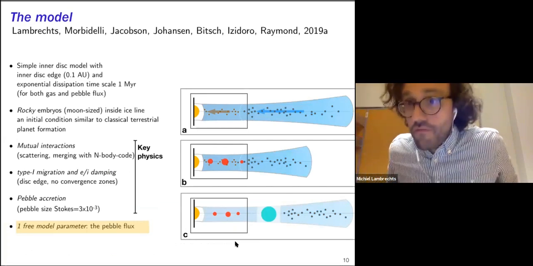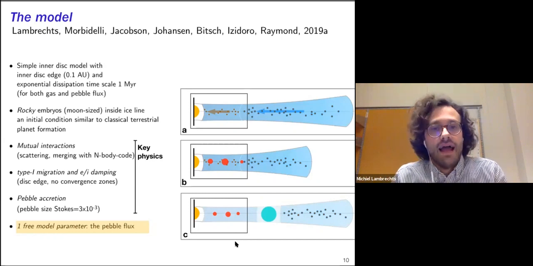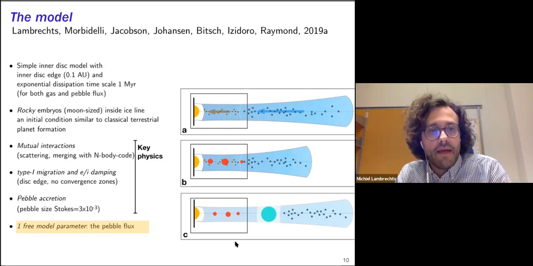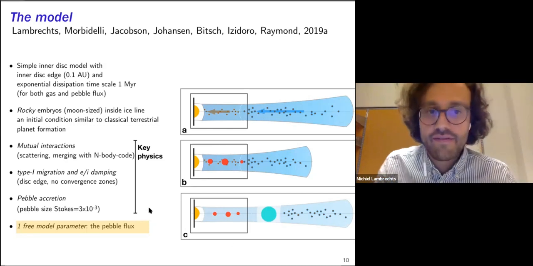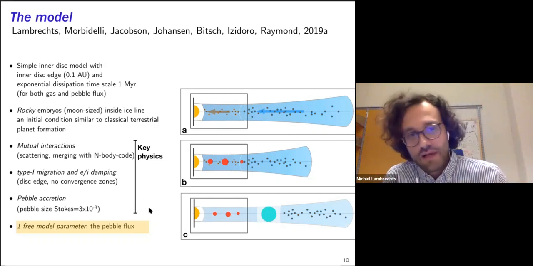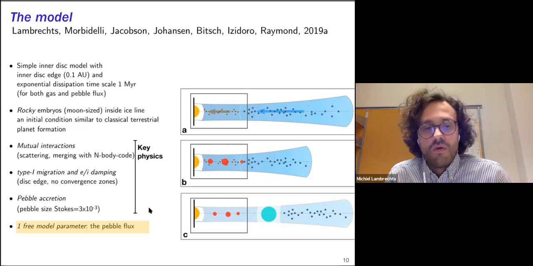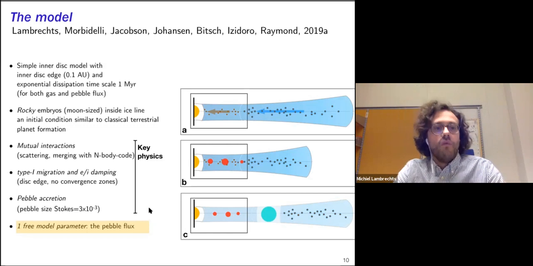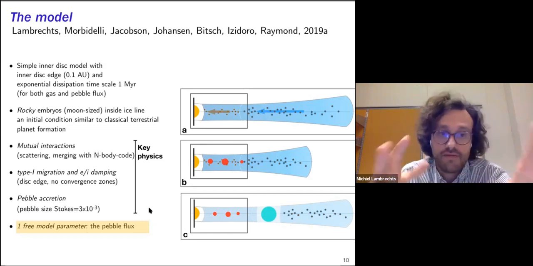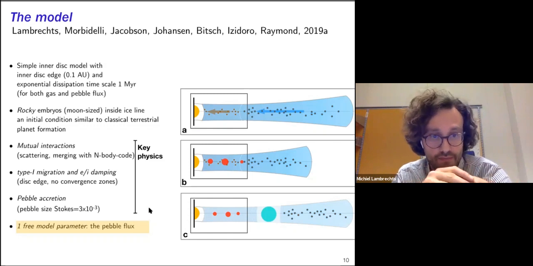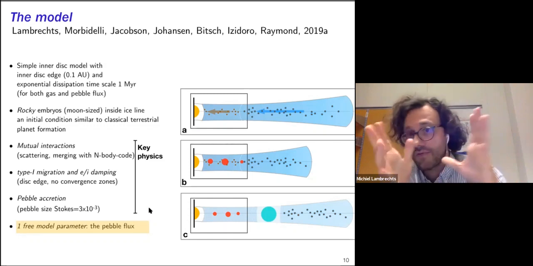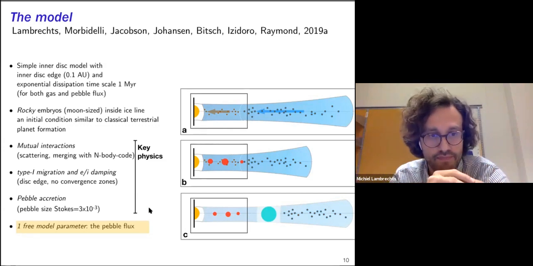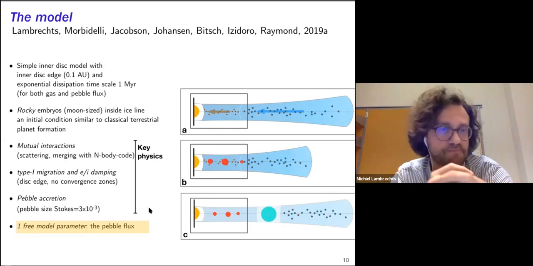But we were actually focused on forming super-Earth systems. What we want to do is make a simple model that starts with rocky embryos that are moon-sized inside the iceline, which is an initial condition that we typically use for classical terrestrial planet formation. But then we want to include three key physical processes. One is the N-body part, the scattering and merging of planetary bodies. But we also want to include type 1 migration and eccentricity and inclination damping, because we want to study specifically what happens inside the gas disk phase. And of course, pebble accretion.